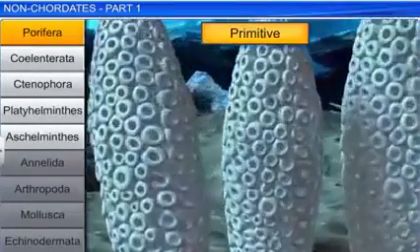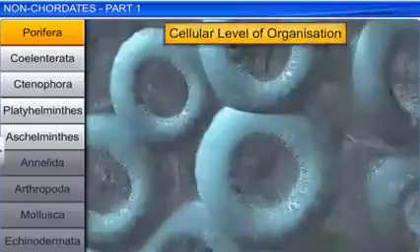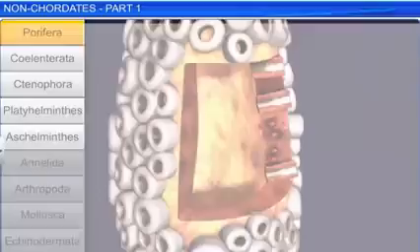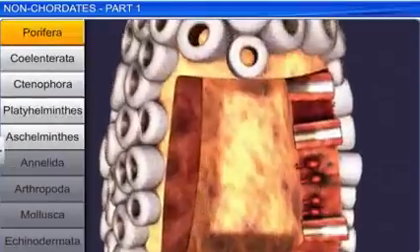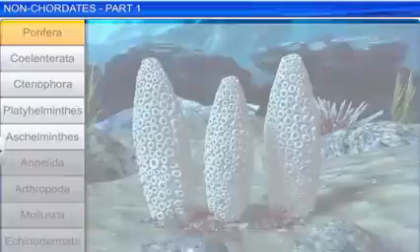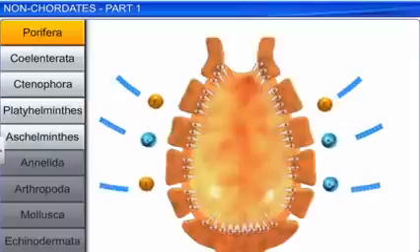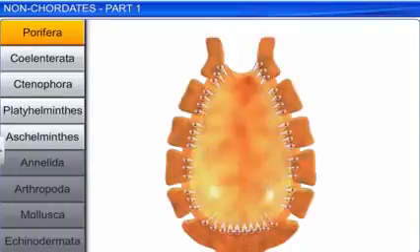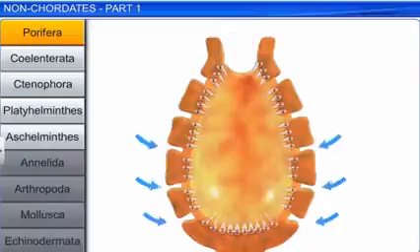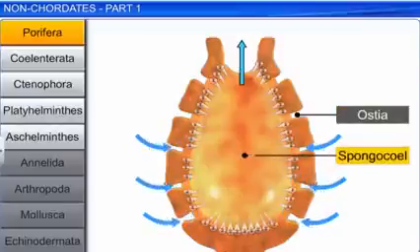These are primitive, multicellular, asymmetrical, marine animals with cellular level of organization. The body of sponges is supported by a skeleton made up of spicules or spongin fibers. Sponges have a water transport or canal system which helps in food gathering, respiratory exchange, and waste removal. In this system, water enters through minute pores called the ostia into a central cavity called the spongiocele and comes out through the osculum.